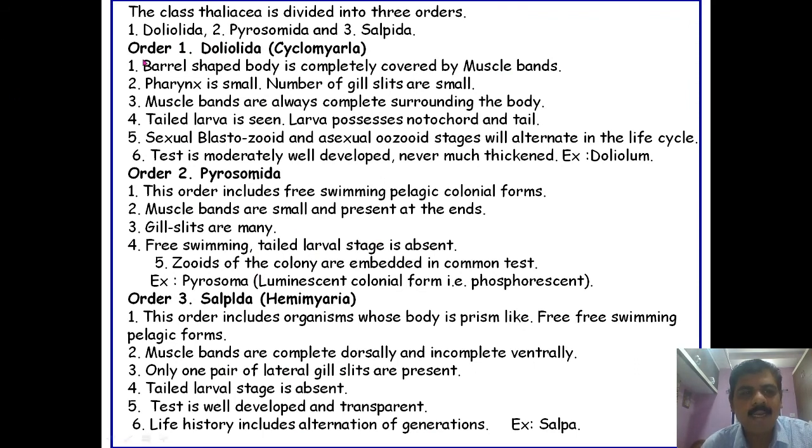Doliolida or the Cyclomyarians have a barrel-shaped body completely covered by muscle bands. The pharynx is small. The number of gill slits is also small. Muscle bands are always complete, surrounding the body, and the tailed larva is seen, and that tail possesses the notochord. The sexual blastozooids and asexual oozooid stages alternate in the life cycle. The test or tunic is moderately developed and never much thickened. Example is Doliolum.